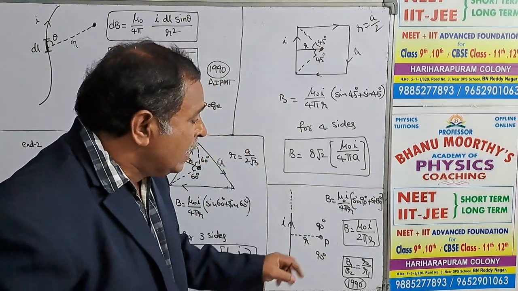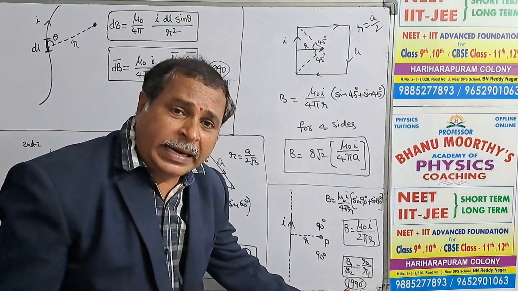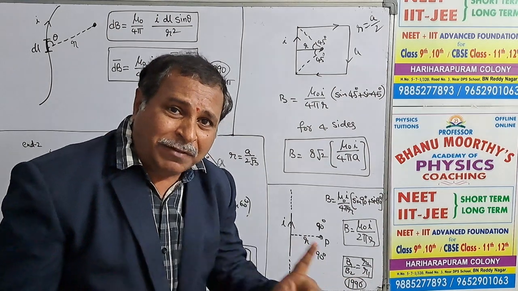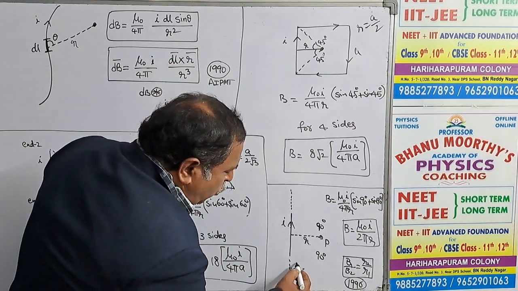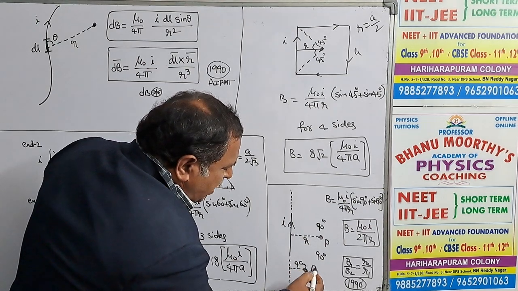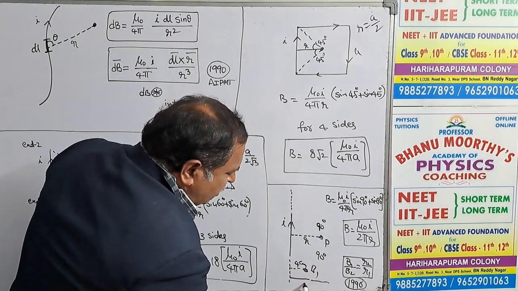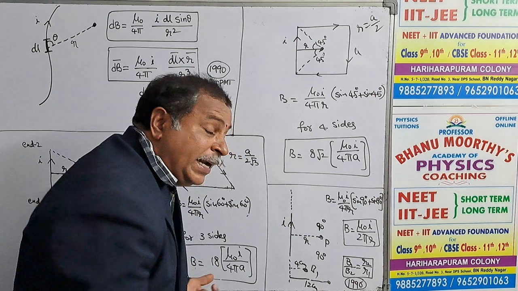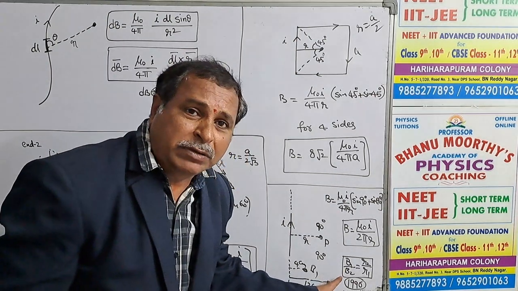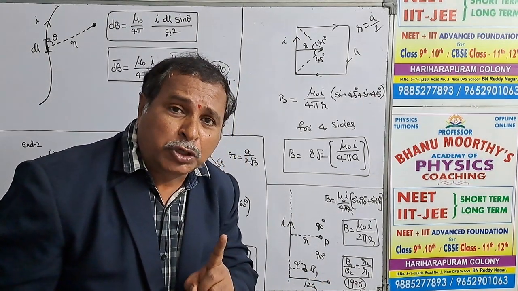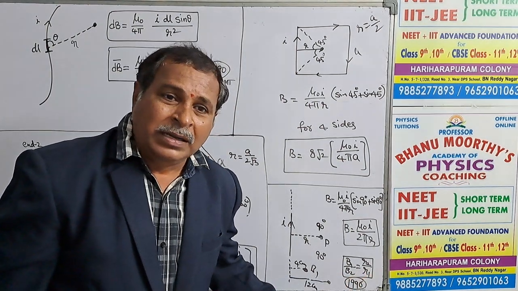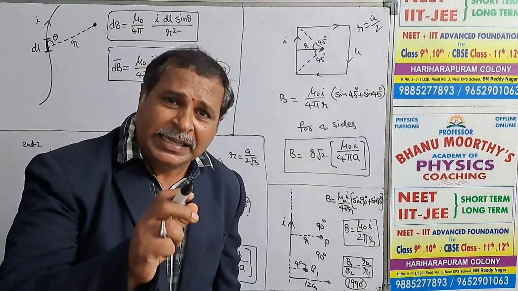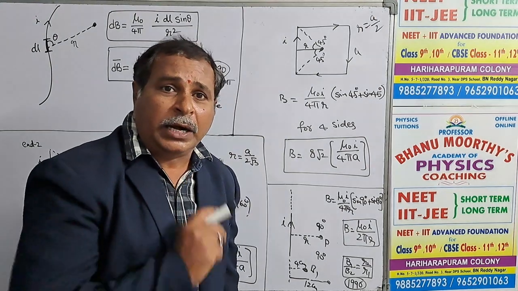In 1996, they asked one question from this concept. At a distance of 4 centimeters, the induction is B1. At a distance of 12 centimeters, what is the induction? Then you have to select this formula. Induction is inversely proportional to perpendicular distance, so B1 by B2 equals R2 by R1. This question was asked in 1996. My dear NEET students, try to understand here.